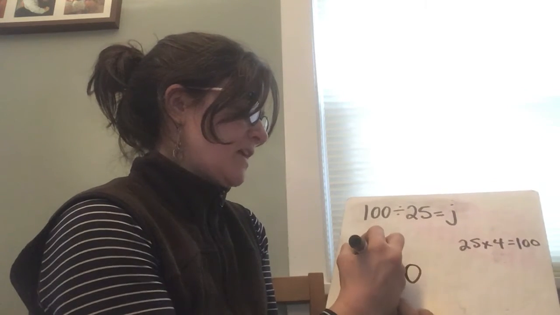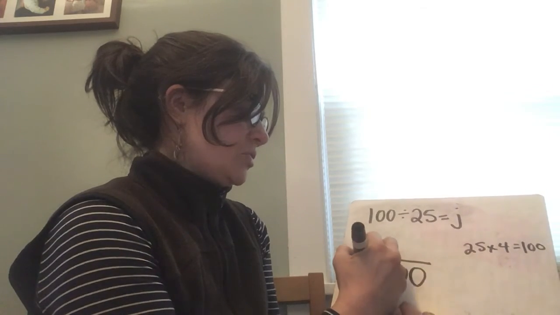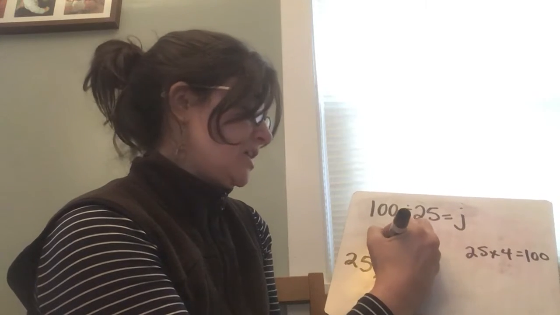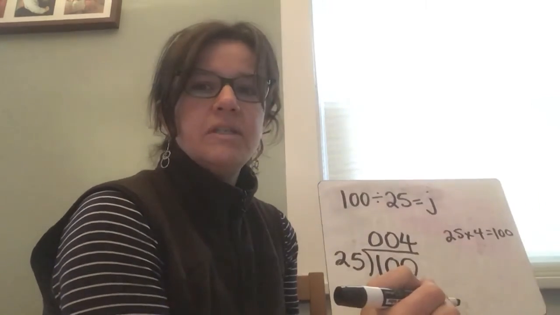100 is the number being divided. Put it inside the house. 25 comes to knock on the door. And this is really important. Our answer is 4. Don't put it in the hundreds place. Don't put it in the tens place. Put it in the ones place.